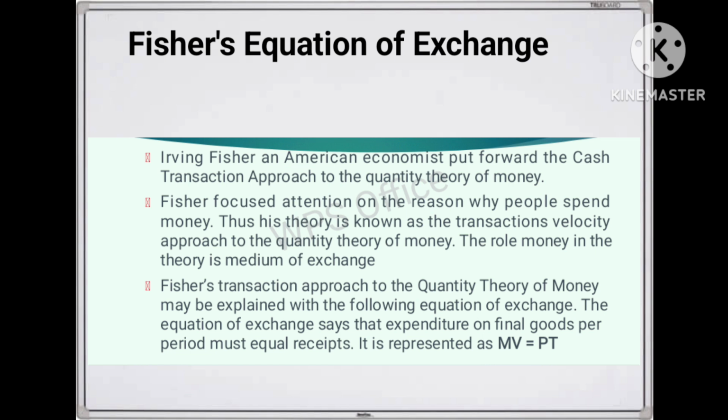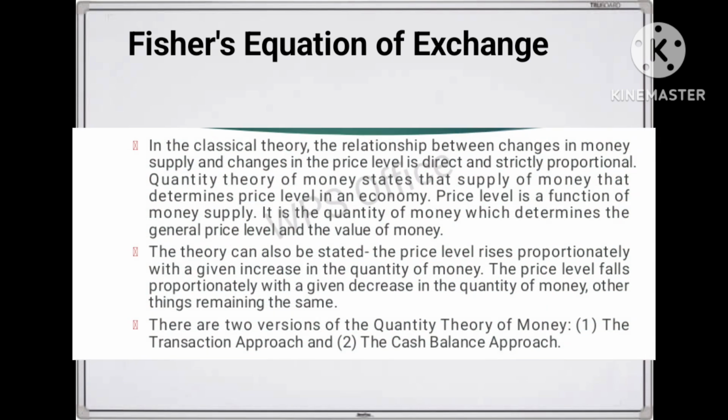Fisher's transaction approach to the quantity theory of money may be explained with the following equation of exchange. The equation of the exchange says that expenditure on final goods per period must equal receipts. It is represented as MV equal to PT. In the classical theory, the relationship between changes in the money supply and changes in the price level is direct and strictly proportional.